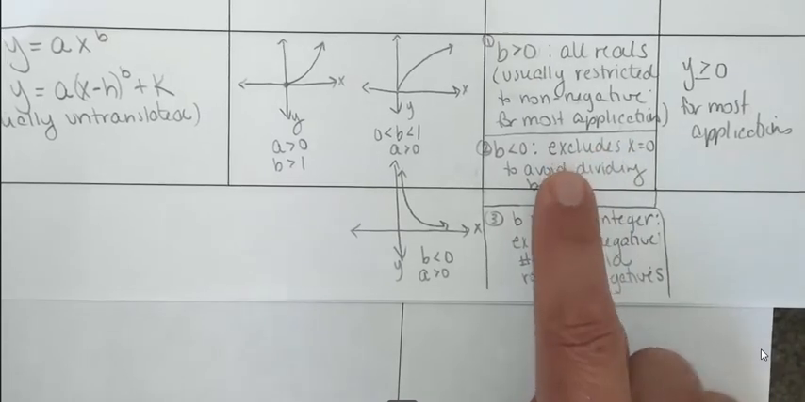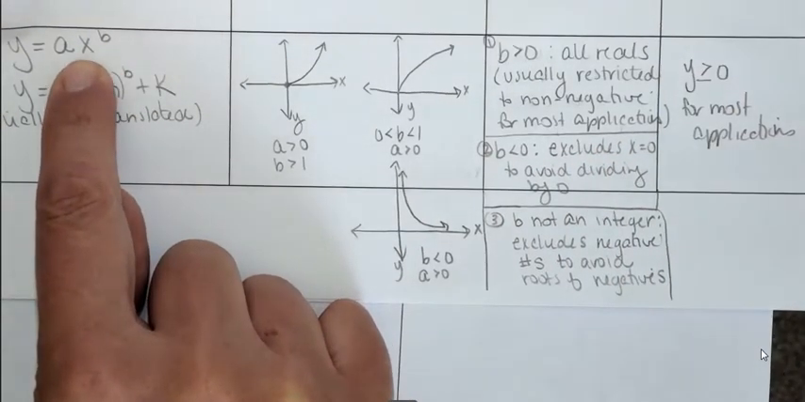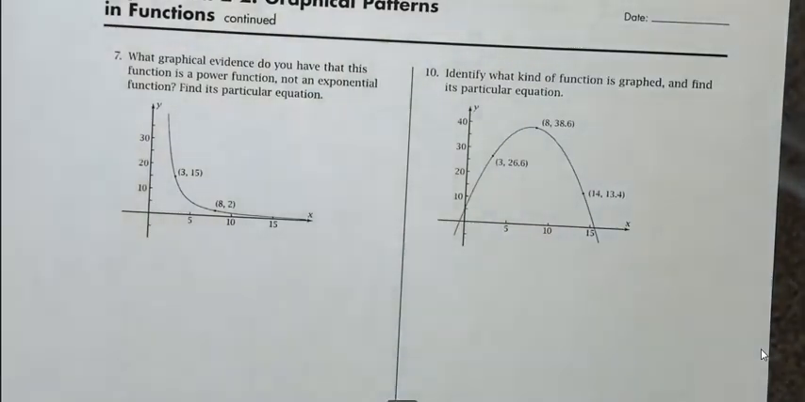Again, B would be negative. That would mean that we would need to do the reciprocal of x. Well, if x is 0, we got a problem. It's undefined. Okay? So that's this graph right here. And that's basically why. So we know that this is a power function because it doesn't have a y-intercept.